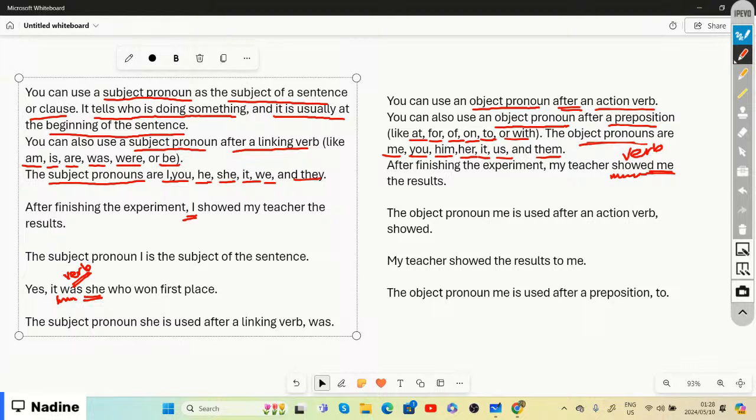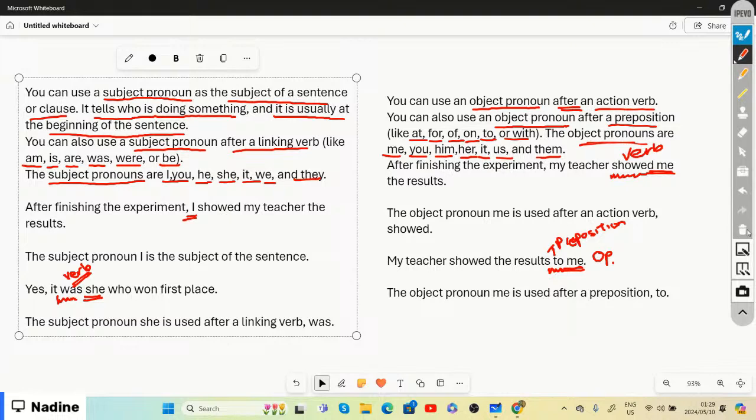So even if we were to turn that sentence around, we can say, my teacher showed the results to me, right? So me is our object pronoun. And if we look at the word to, to is then our preposition. Because remember, we said that an object pronoun also comes after the preposition, or the object pronoun comes after the action verb.